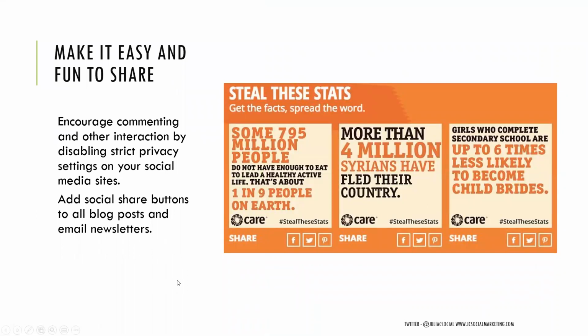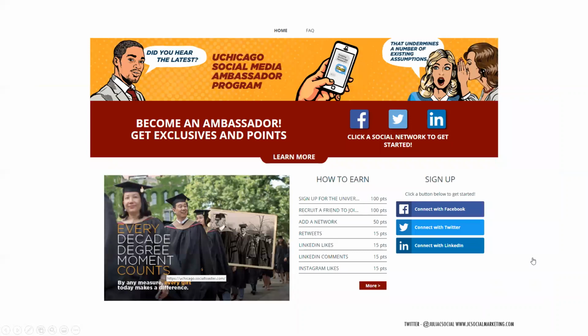And then making things super easy to share. So adding social share buttons, taking off all of those restrictions for people to comment or share things from your social media sites. Make sure that you're disabling those strict settings to make things super, super, super easy to share where people want to.